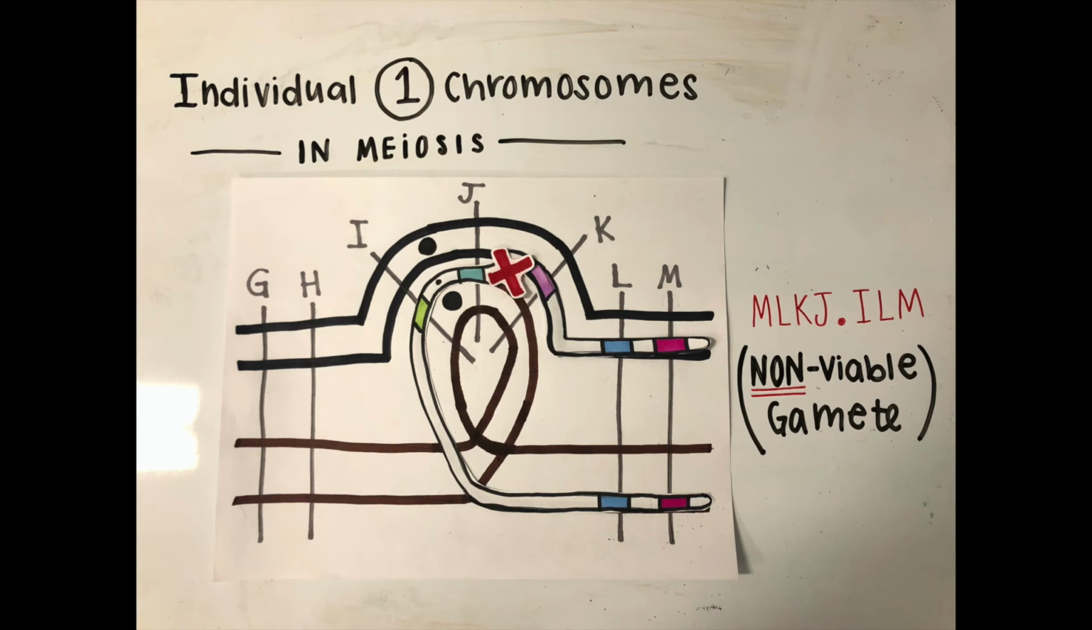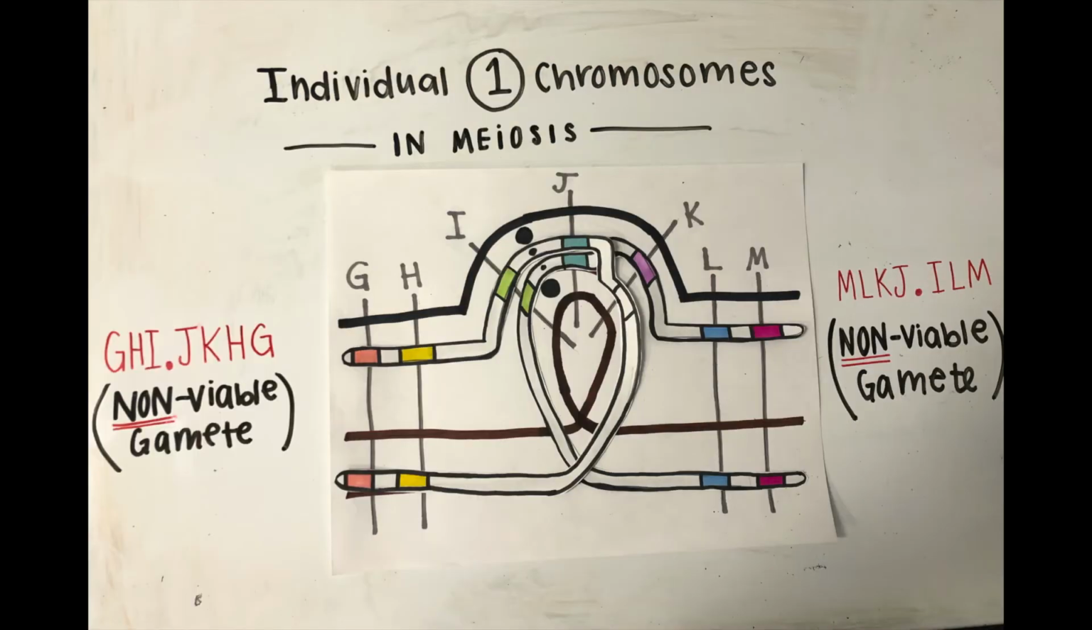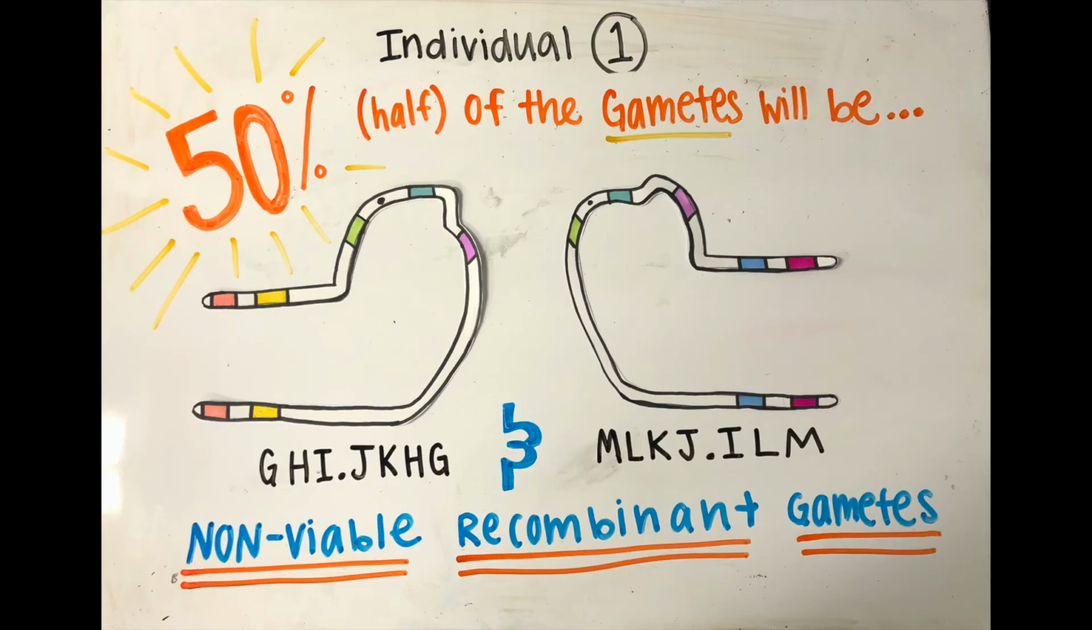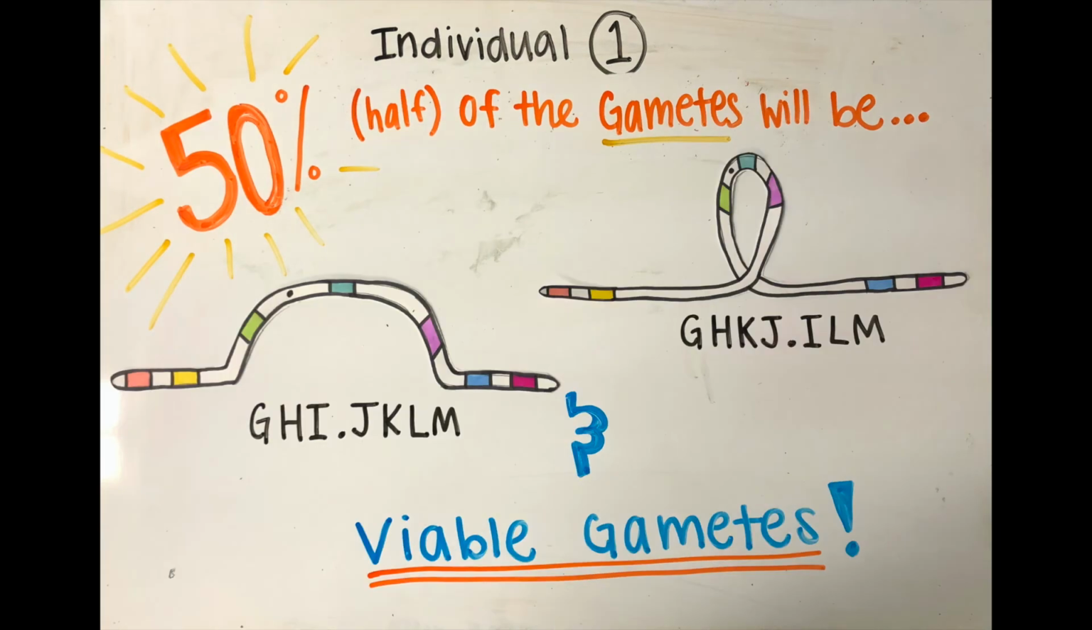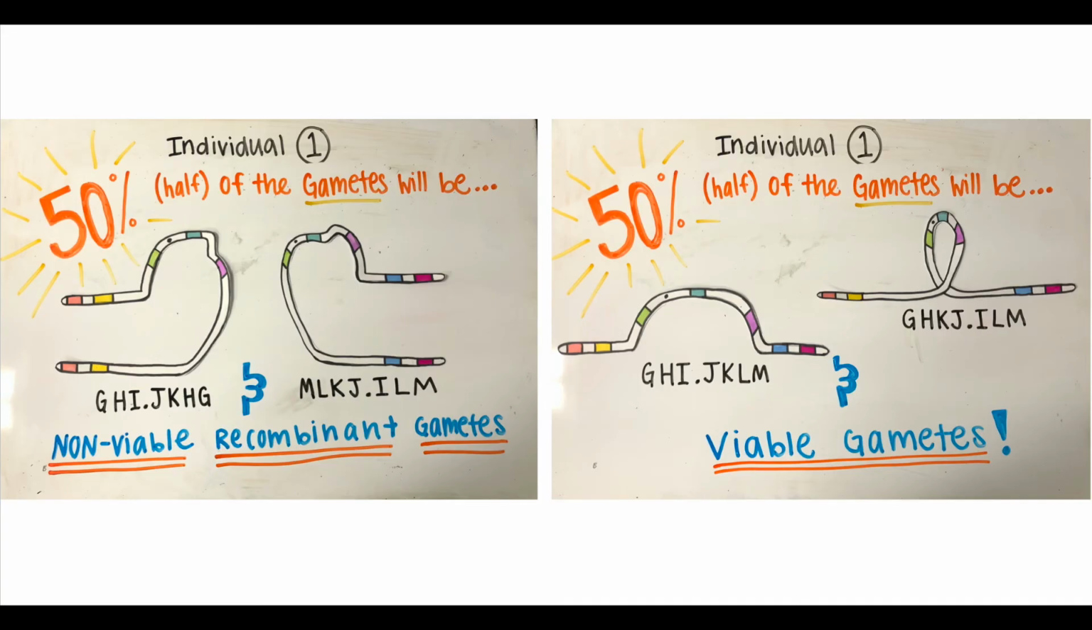With this chromatid, we can see that it has several copies of the genes M and L, making its gamete non-viable. The same instance occurs for this chromatid, which would have two copies of H and G, making the gamete non-viable. These two recombinant gametes will be non-viable, as they are missing or have extra genetic material. 50% of the gametes will be non-viable. These two chromatids would produce viable gametes. In conclusion, individual 1 would have 50% non-viable gametes and 50% viable gametes.